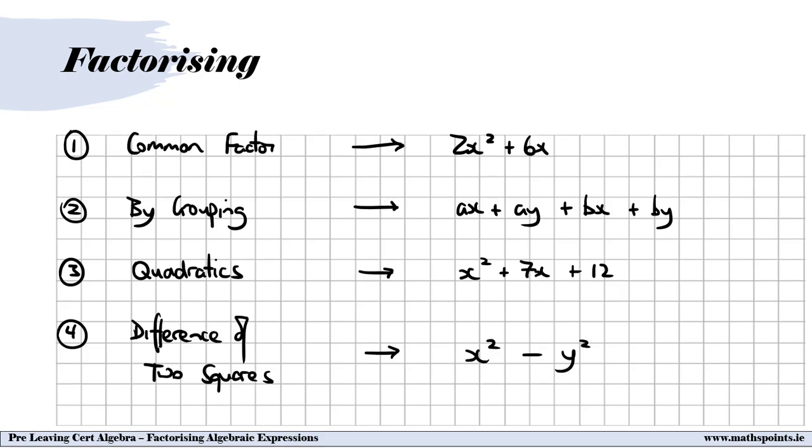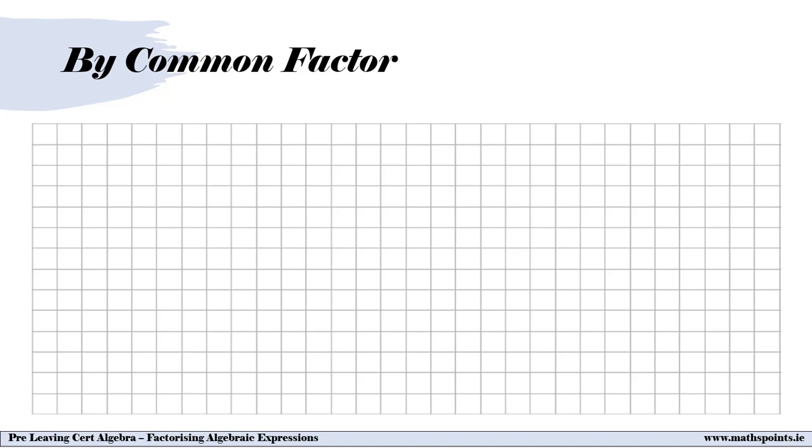So it's also important to recognize that we'll meet more types of factorizing as we move into the senior cycle. So for example, we have difference of two squares. At senior cycle, you'll also see the difference of two cubes and the sum of two cubes, for example. So let's start with factorizing by common factor.